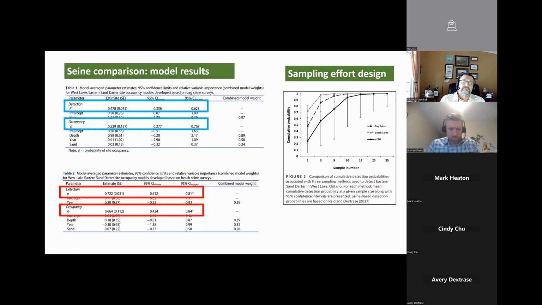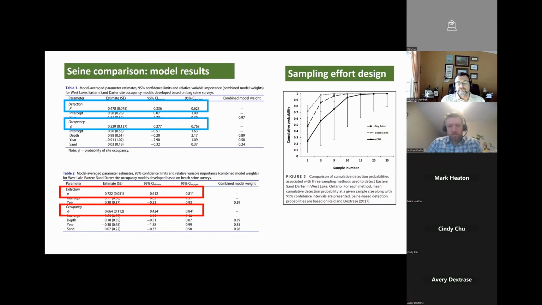So the main thing that we learned is that for sampling these sandy habitats, we had a greater detection probability, a greater likelihood of collecting eastern sand darter, using the beach seine. And this was significantly different. And so that was an important learning for designing surveys going forward.